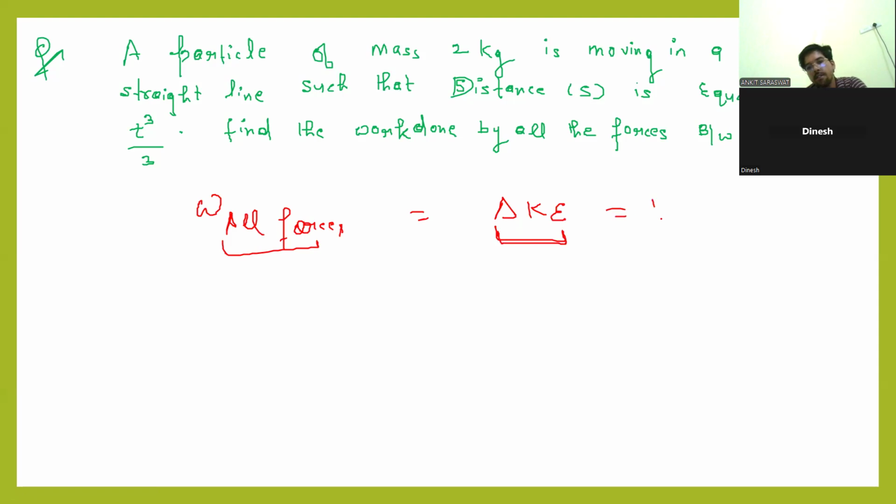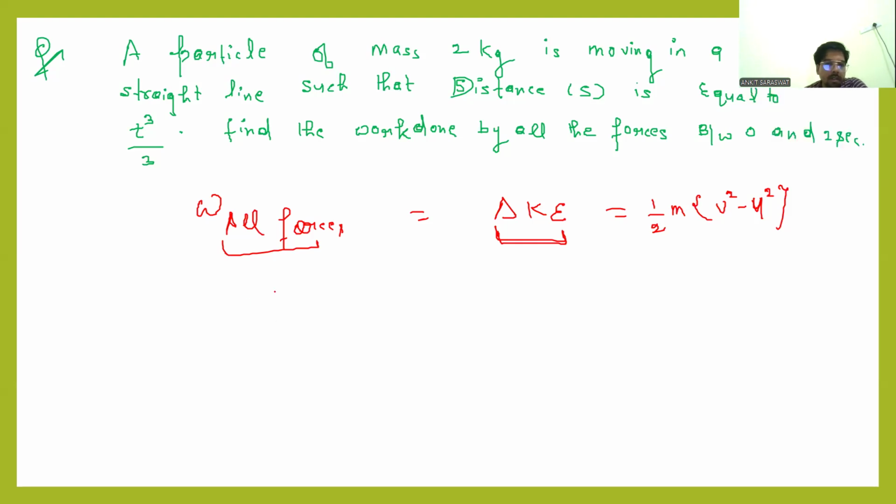That is half m, final velocity square minus initial velocity square. Or you can say final speed squared minus initial speed squared. Your voice is a bit interrupting. So displacement s is what? t cubed by 3.